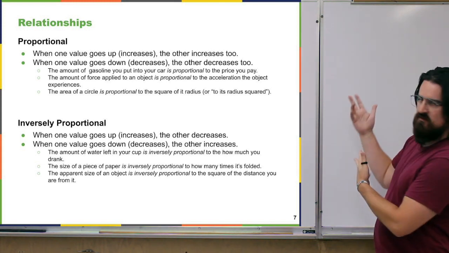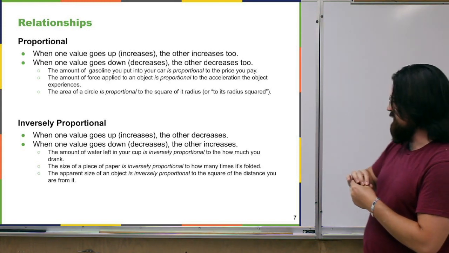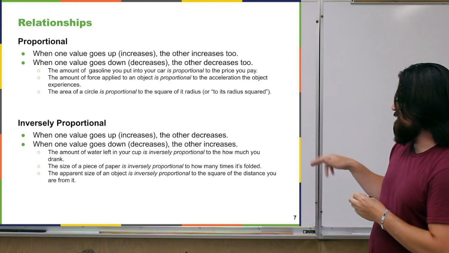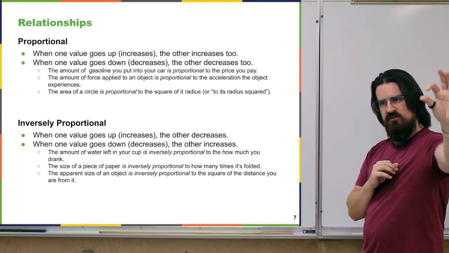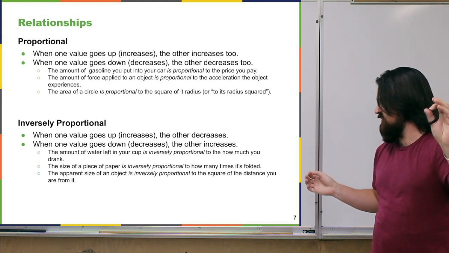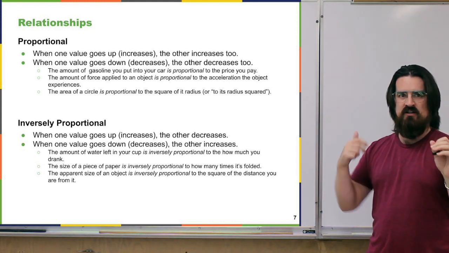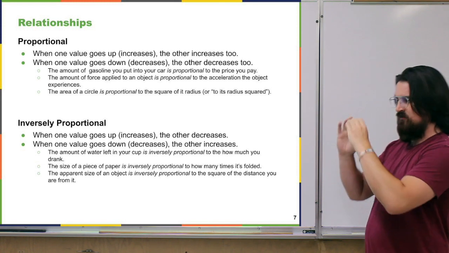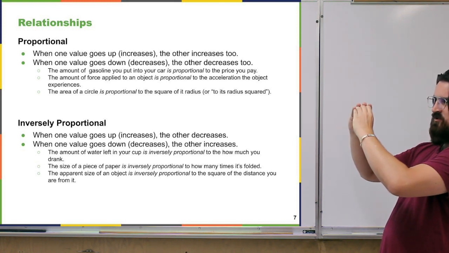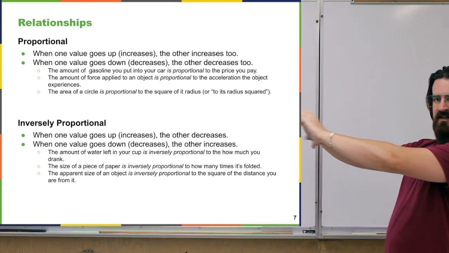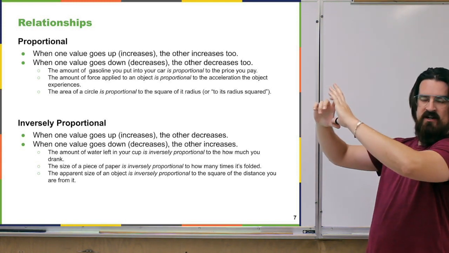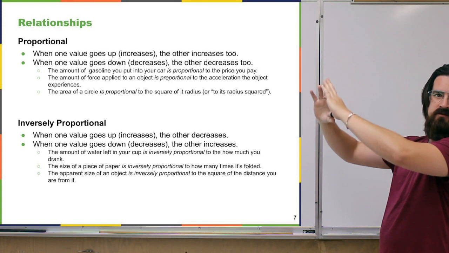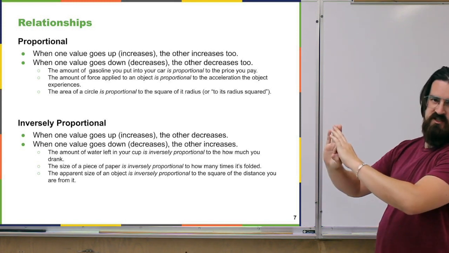And another one that's a little bit trickier, but we're going to think about a little bit more later, is the apparent size, or how large an object looks, is inversely proportional to the square of the distance it is from you. So if I take an object, it looks a certain size, if I push it back to twice as far away, it's going to look smaller by a factor of 2 squared, or 4. It's going to look a fourth the size.